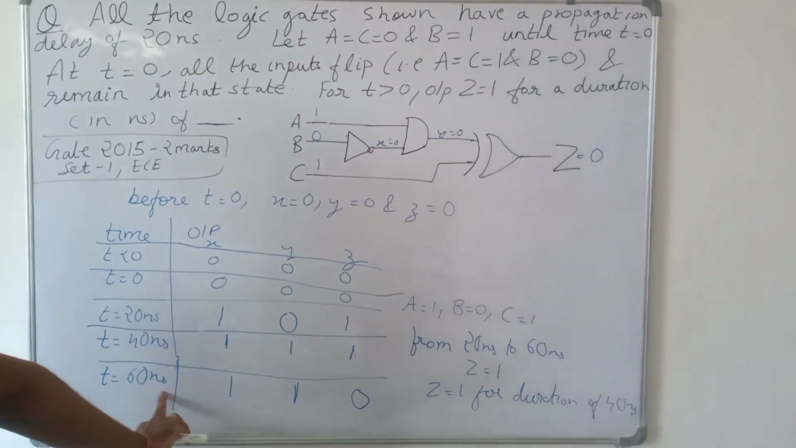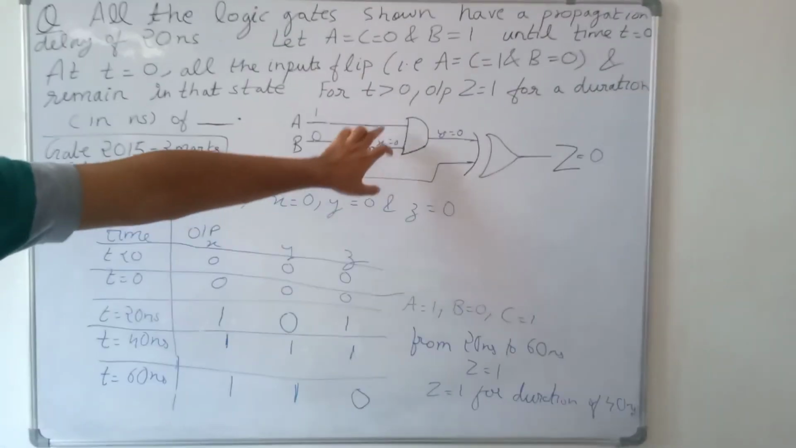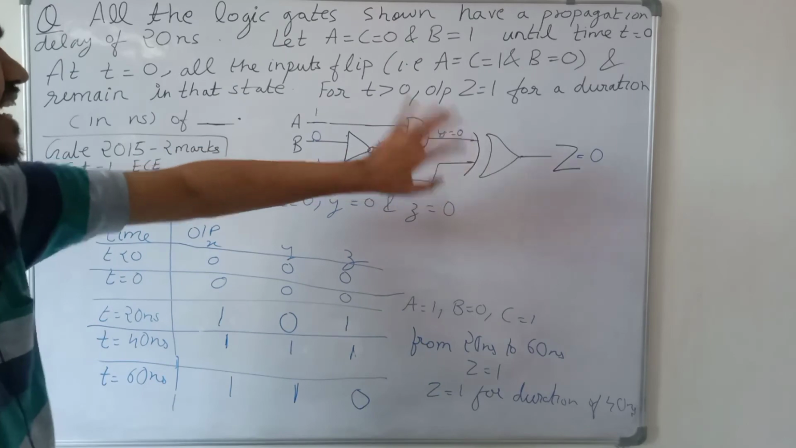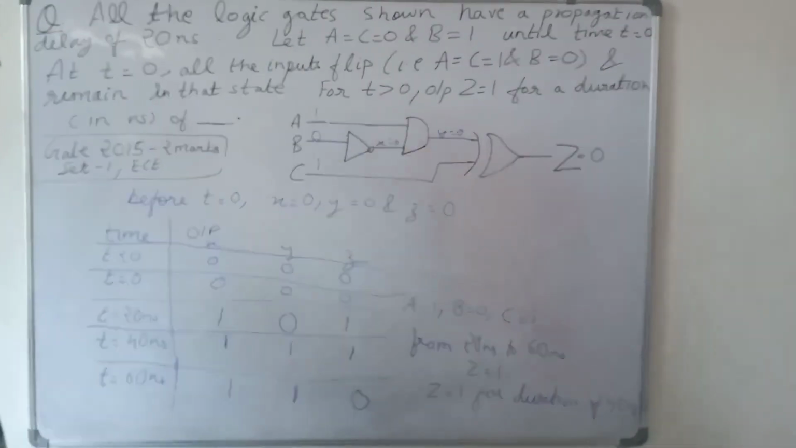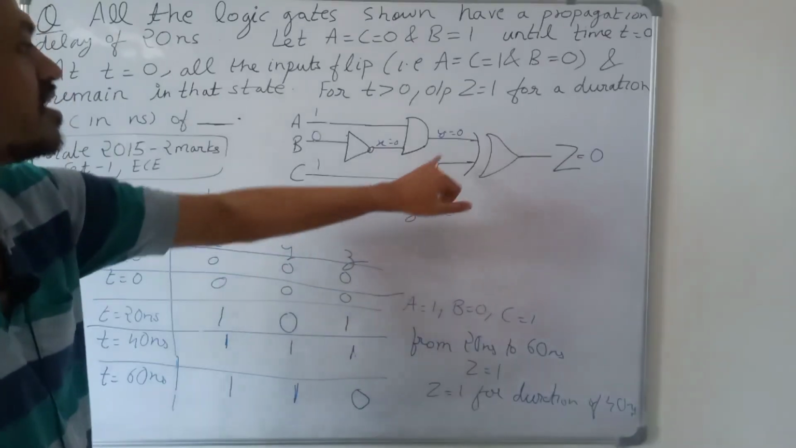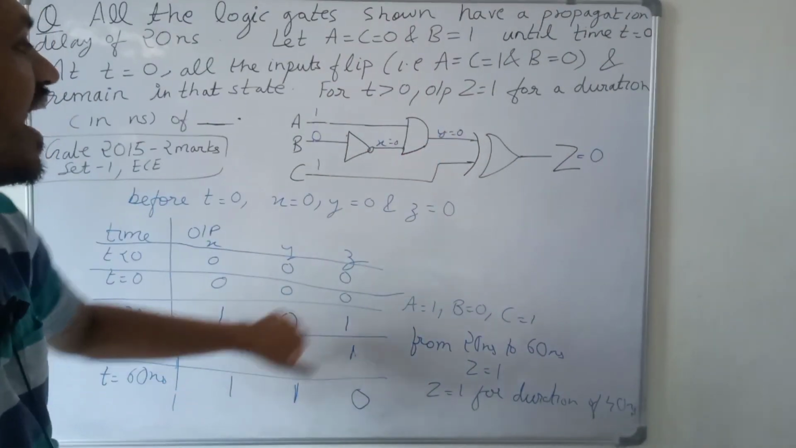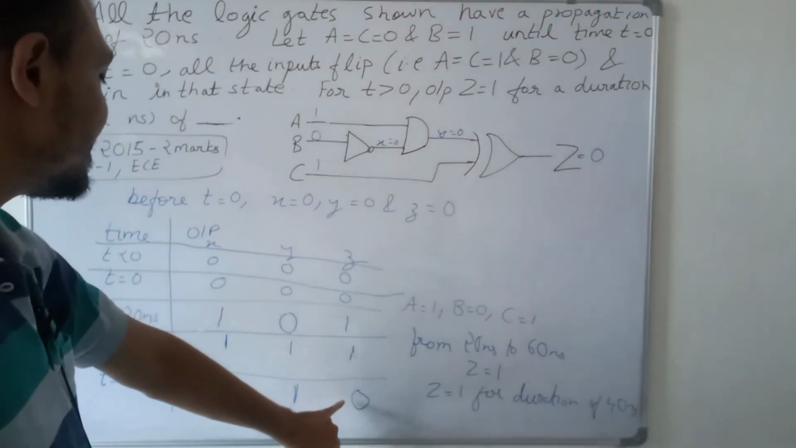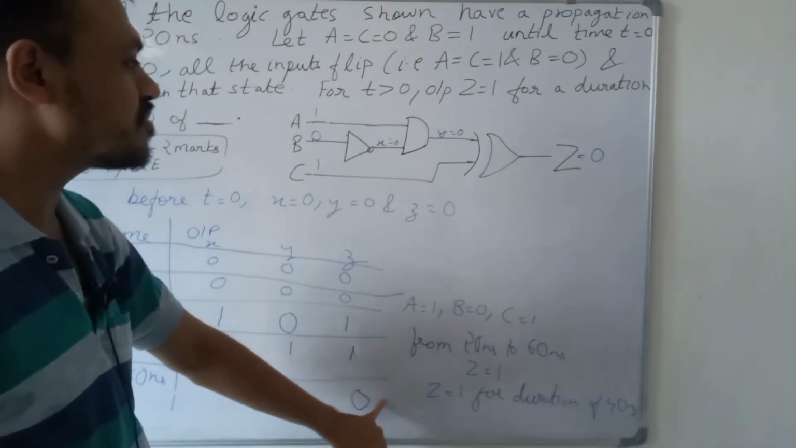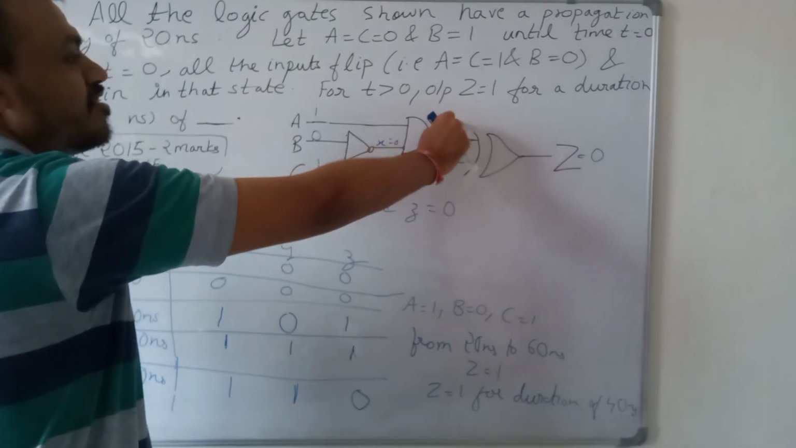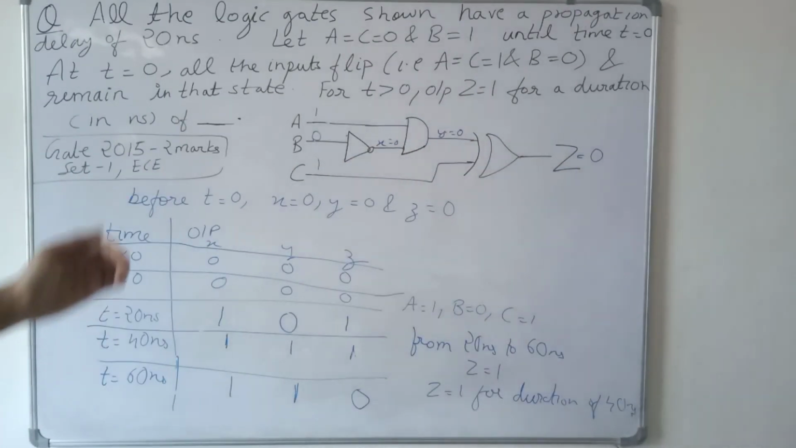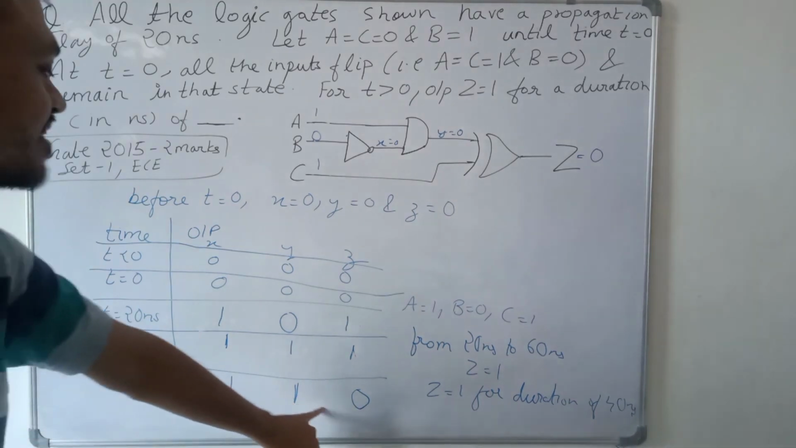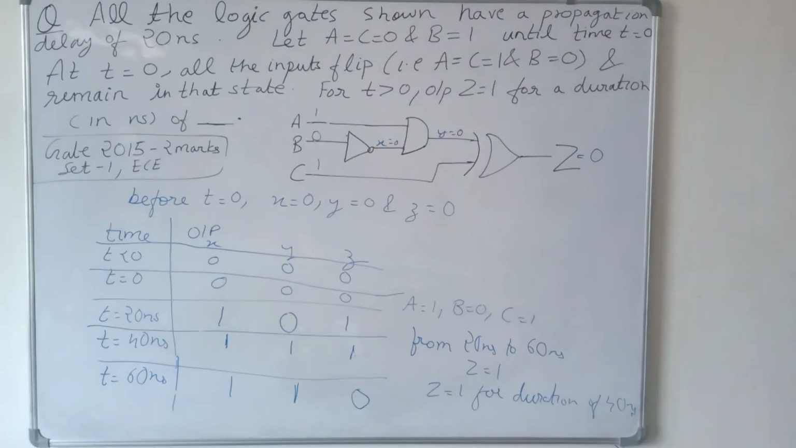Then at t equal to 40 nanoseconds, there is no change in the inputs of the NOT gate and AND gate, so they will remain the same. What will change is that at t equal to 40 nanoseconds, y changed from 0 to 1 and c is 1. So at t equal to 60 nanoseconds, z will change from 1 to 0, because at t equal to 40 nanoseconds there was a change in y. So the change in y at t equal to 40 nanoseconds will reflect in the change in z at t equal to 60 nanoseconds, because there is a propagation delay of 20 nanoseconds. So this is how we check the propagation delays.